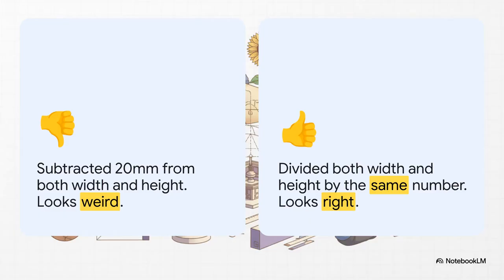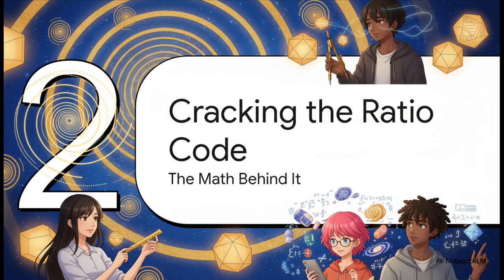So the real secret is how those numbers changed. To get from our good image A to the weird image B, somebody just subtracted 20 from both the width and the height. Simple subtraction. But to get from image A to the correct-looking image C, they divided both the width and height by the same number, 2. So the secret isn't adding or subtracting. It's all about multiplication and division. And that is the mathematical magic behind why some things look right and others just don't.